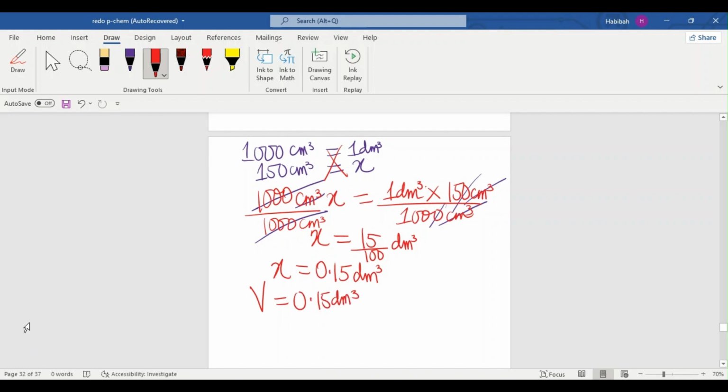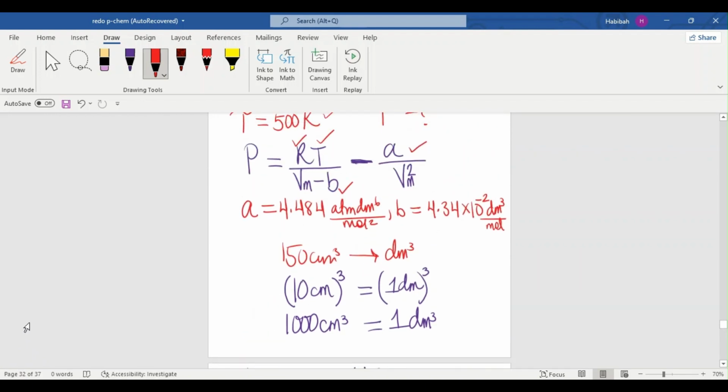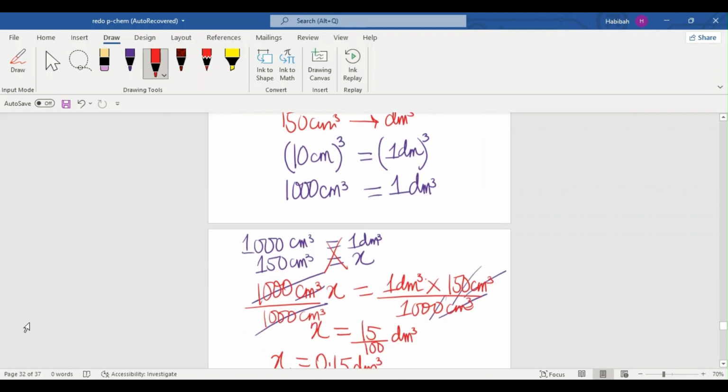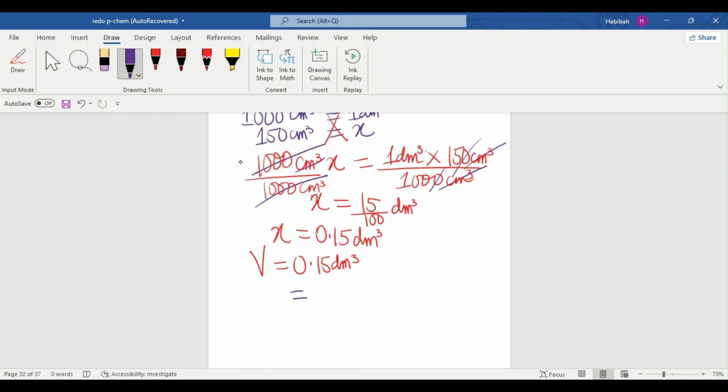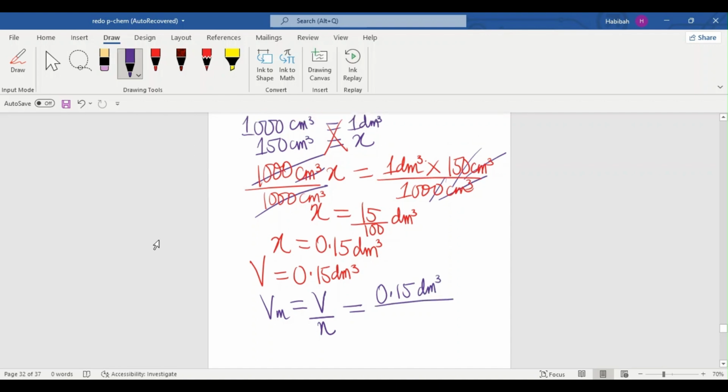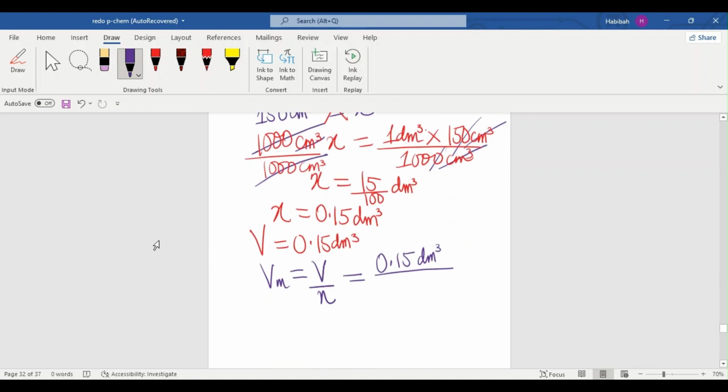Now we've successfully found what the volume is in decimeter cube, so we can determine the molar volume. Molar volume is just volume divided by number of moles. So that would be 0.15 decimeter cube divided by the number of moles, which is 1.0 mole.